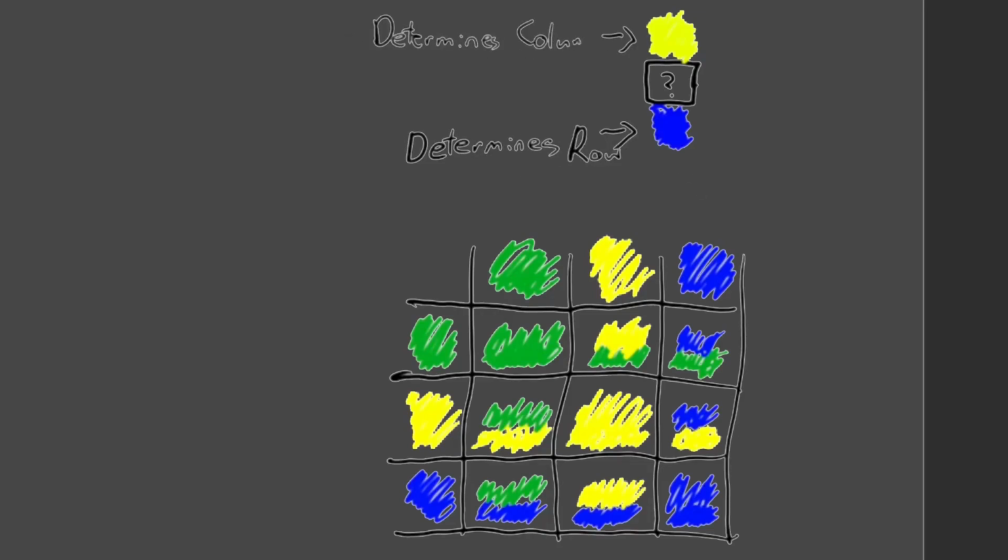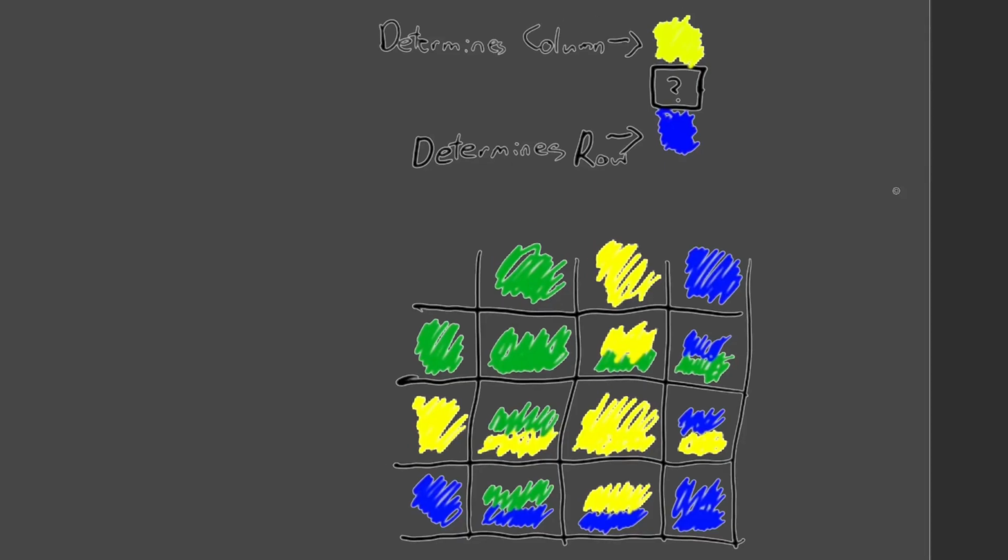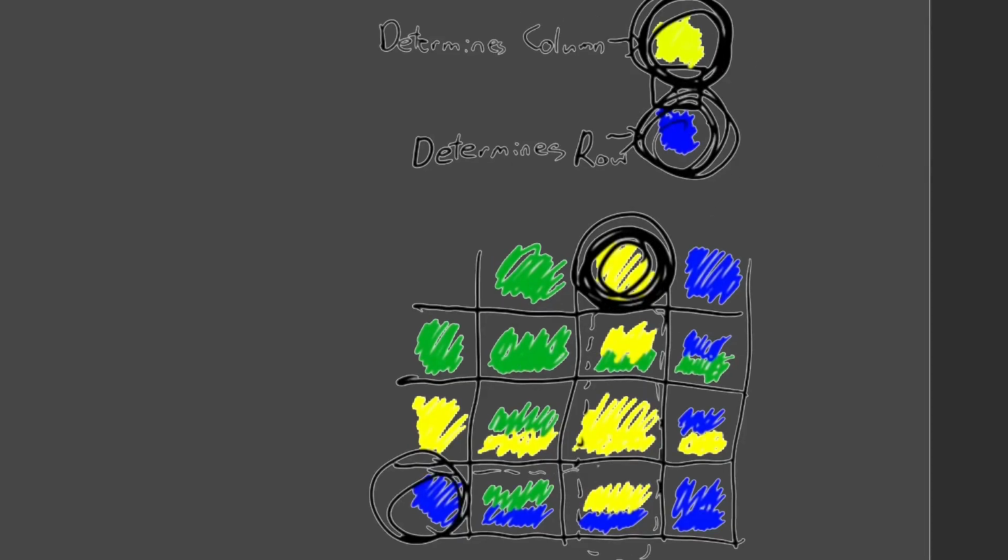For instance, if the color is green, the first row is used. If it's yellow, the second row is used, and so on. Similarly, the lower tile determines the column, with green representing the first column, yellow the second column, and so forth. By analyzing the adjacent tiles, we can determine the appropriate tile without checking all of them.